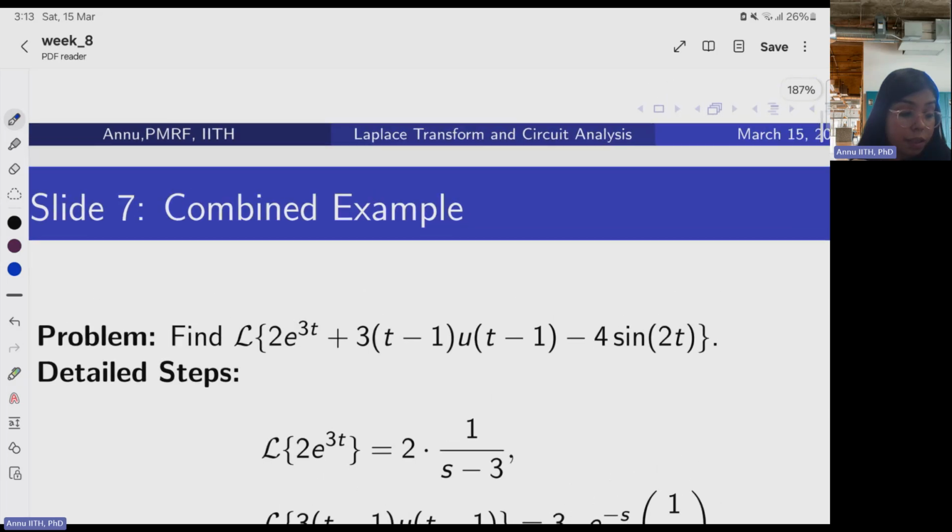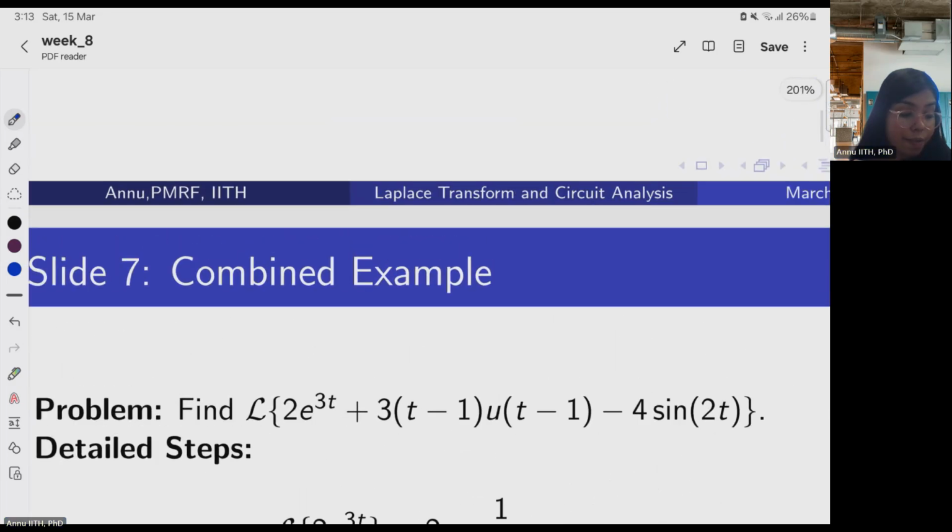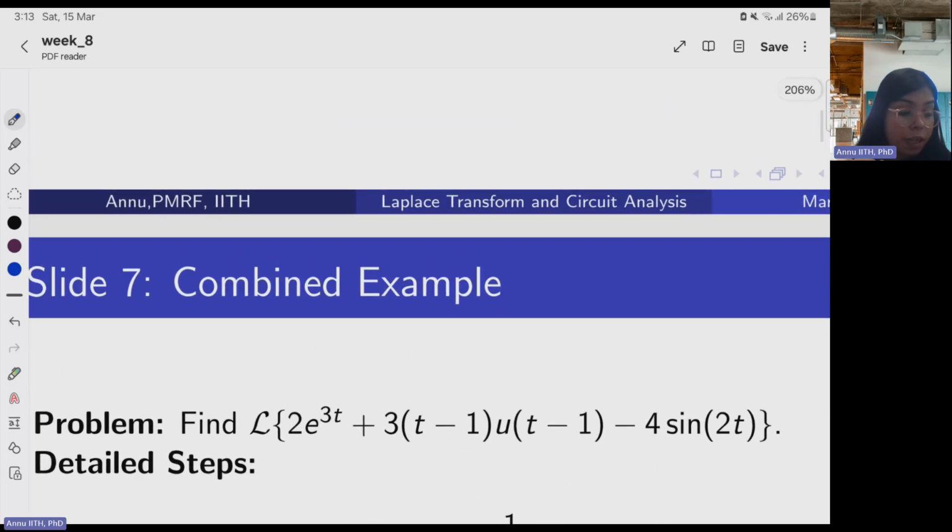Suppose you have this problem. Combined example: Laplace transform of 2 e power 3t plus (t minus 1) u(t minus 1) minus 4 sine 2t. Please take a moment and try to find the solution. I will give you the detailed solution in just 1 minute.